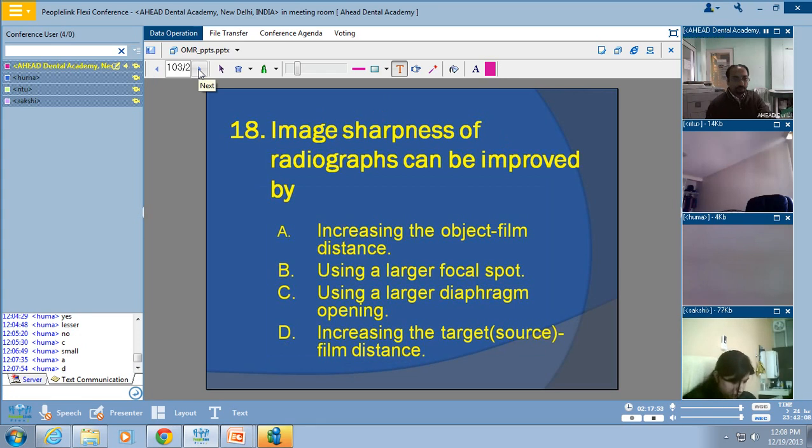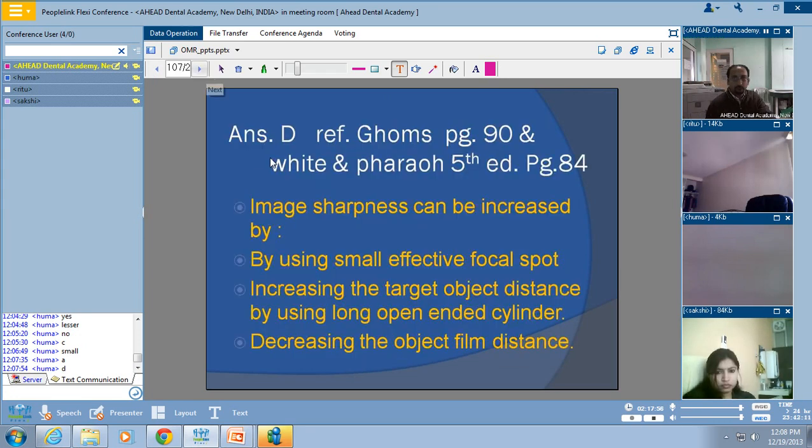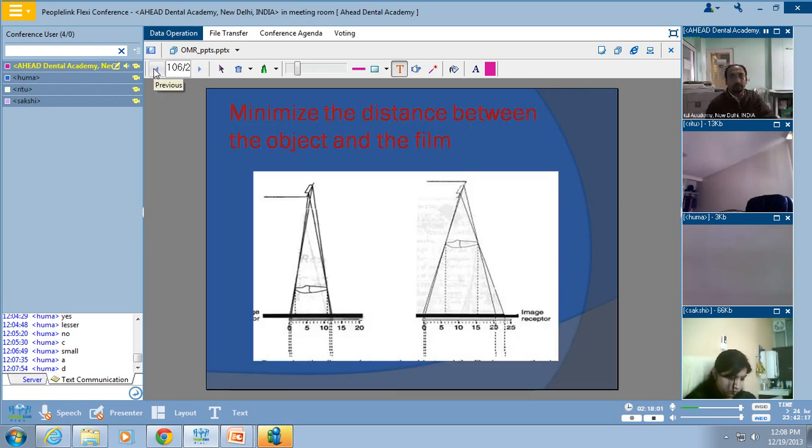So image sharpness can be increased by using, like I told you, all these conditions. Minimize the distance, increase the distance, use as small an effective focal spot as possible.